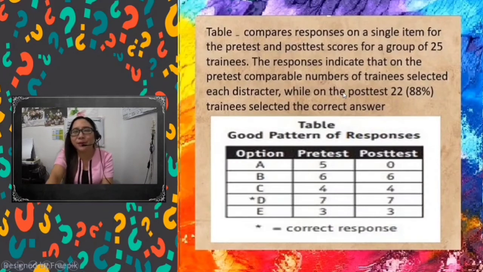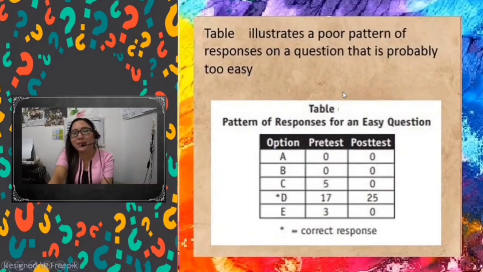Next table. This table compares responses on a single item for the pretest and post-test scores for a group of 25 trainees. The responses indicate that on the pretest a comparable number of trainees selected each distractor, while on the post-test 22, which is 88%, of the trainees selected the correct answer. As you can see, for options A, B, C, D, and E, the counts are 5, 6, 4, 7, 3, then 0, 6, 4, 7, 3. If you compare the pretest and the post-test, most of their answers are letter D. That is a good pattern.